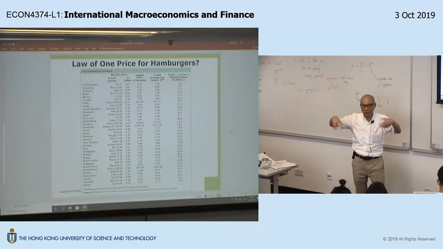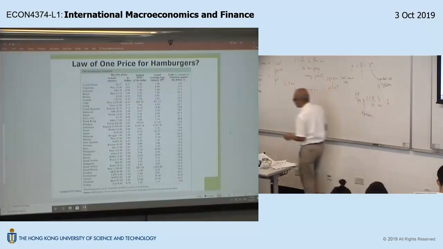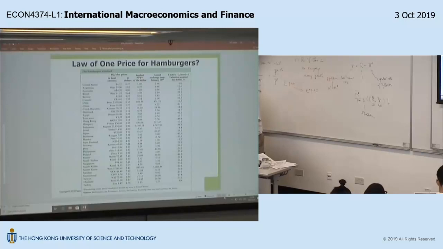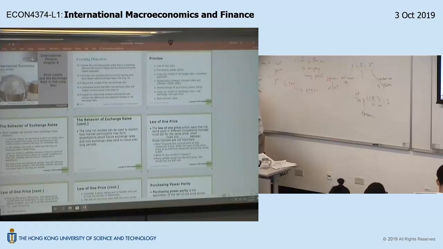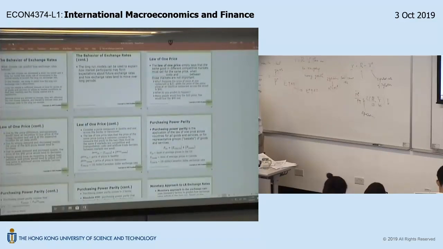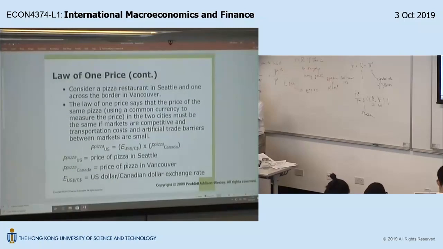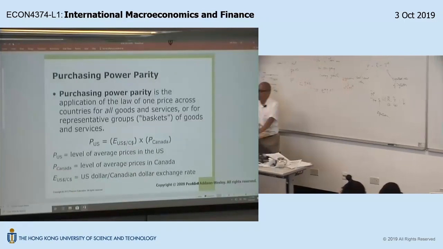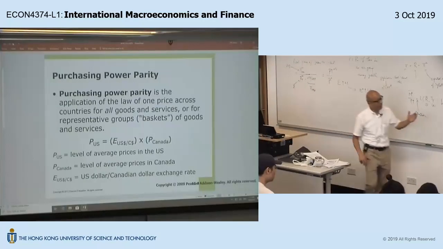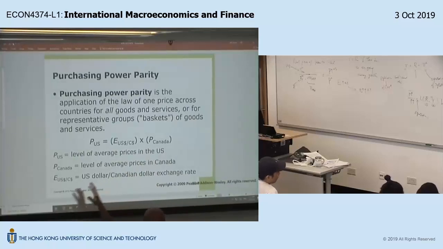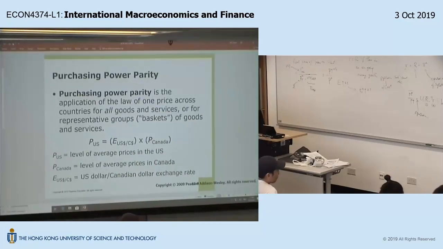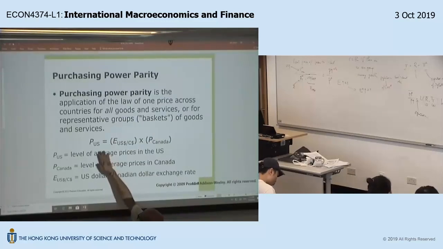But then if you talk about the index, so if I replace it by purchasing power parity, this is the price index, okay? This will be called absolute PPP, absolute purchasing power parity. Now, my question is, suppose the law of one price actually holds for all goods. Do you expect this to hold?